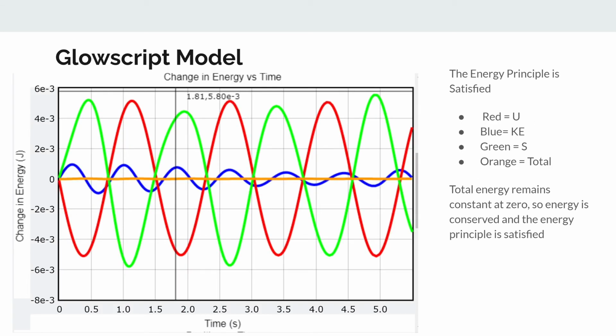In red, we have gravitational potential energy, blue kinetic energy, green spring potential energy, and orange is the total energy. And here we can see that the energy principle is satisfied as this mass oscillates. The orange line is the total energy, and it remains constant at 0. So energy is conserved. There's no random energy being created or destroyed. We're not breaking any physics laws. The energy principle is satisfied. It's just staying constant.